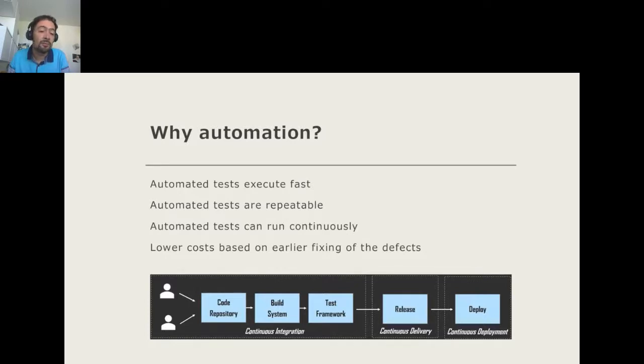So as you can see, based on continuous integration, delivery, and deployment, below the text there is one smooth, small flow: code repository, build system, test framework, release, and deploy. This is how things should be automated, the scenario of how everything should work together.